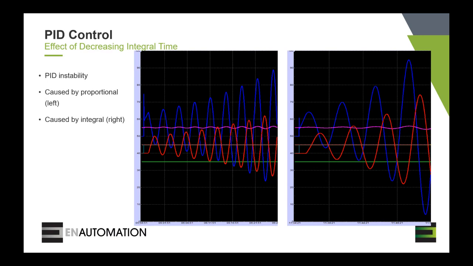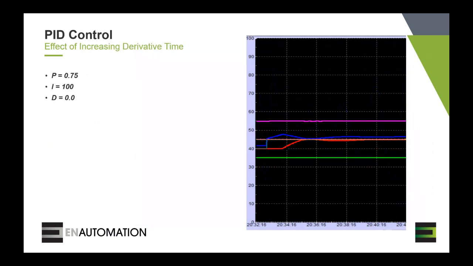So typically we will see proportional instability occurring at a higher frequency than the integral instability, and that gives us a clue as to whether it's proportional instability that's causing the problem, or if it's the integral time being too short. So we've talked a lot about proportional and integral.